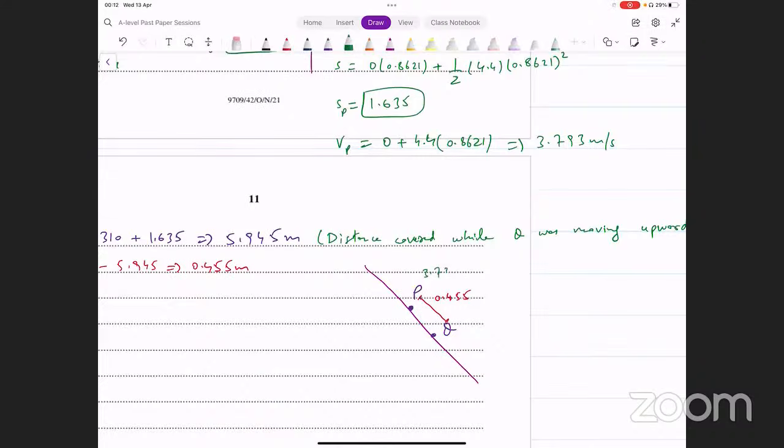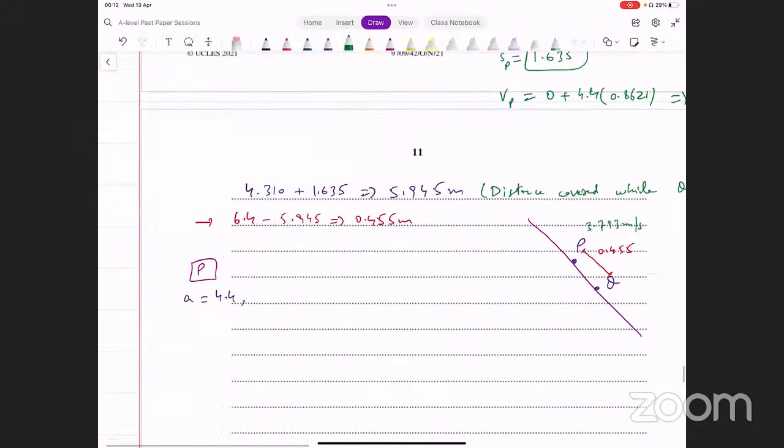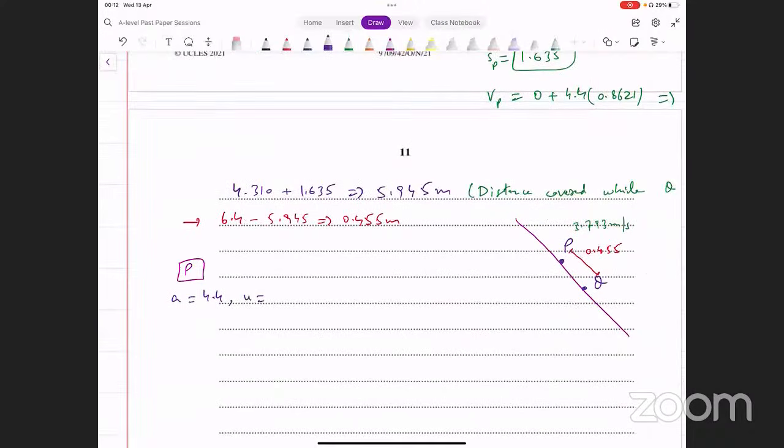3.793. ठीक है. इस point के ऊपर this is the velocity of P. तो अब हम क्या कहेंगे? P की initial velocity इस point के ऊपर हम ले सकते हैं 3.793. ठीक है. इस point के ऊपर this is the initial velocity of P. ये दो चीजें आ गई हमारे पास.